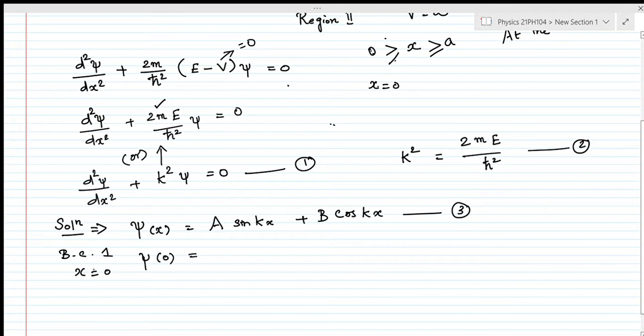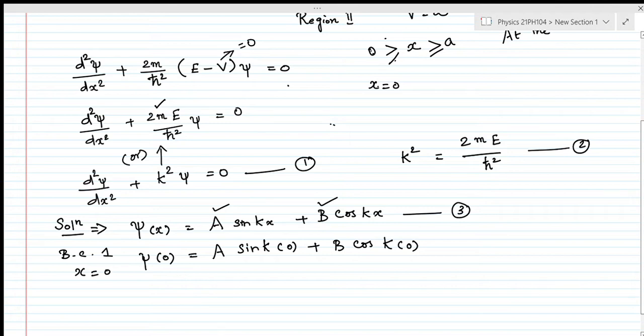Applying boundary condition when the particle x is at 0. At the first boundary condition, ψ(0) = A sin k(0) + B cos k(0). Here, A and B are called arbitrary constants.